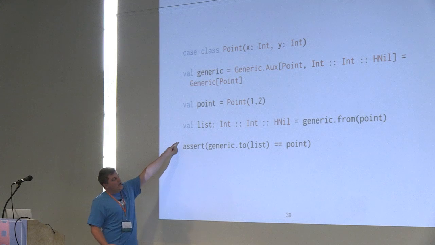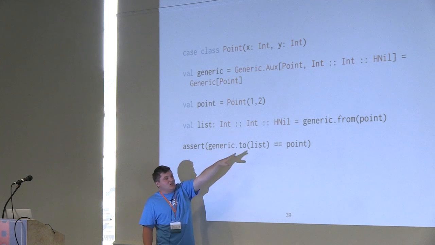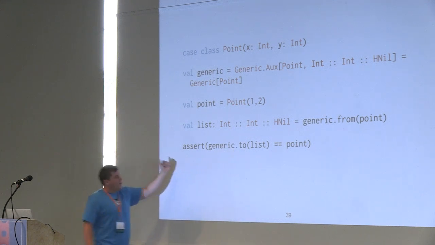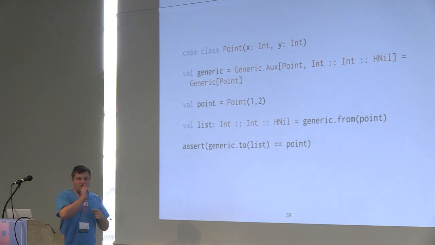But you can see then, I annotate the type here to be kind of clear. We're going to get an int and an HNil when we go from, and then we're going to go back to, and we're going to compare equality, and it should be identical. So this provides transformation one way or another, and it's pretty cool.